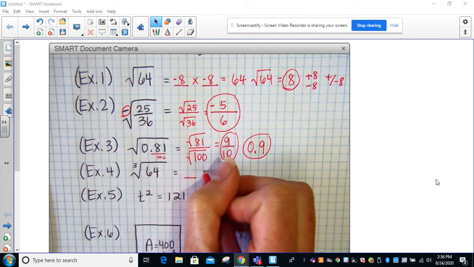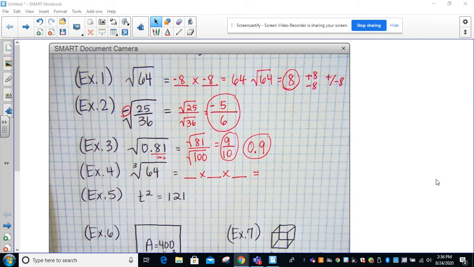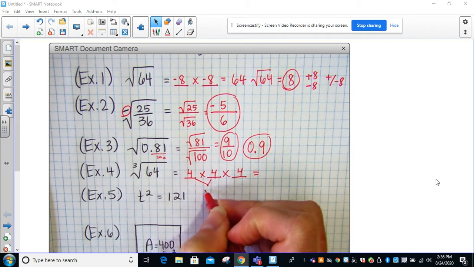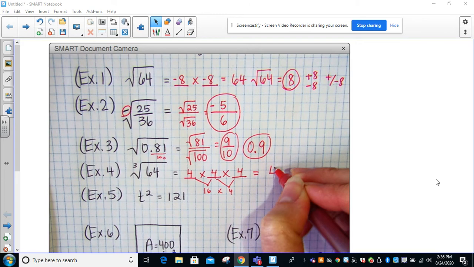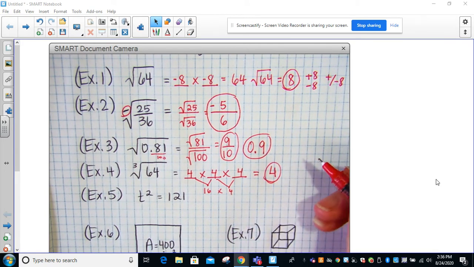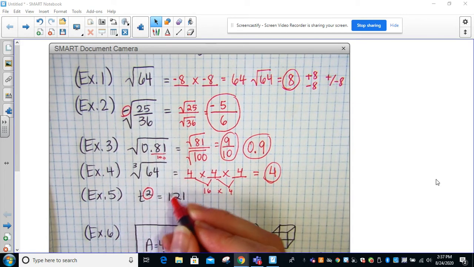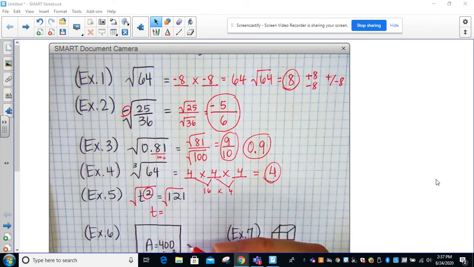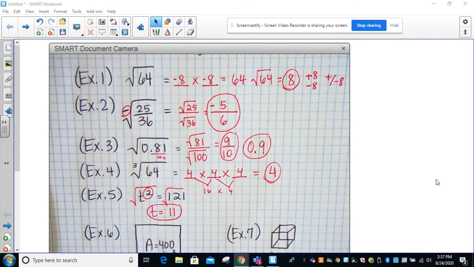So here we have a cube root. So we're trying to find out what number times itself 3 times will give you 64. That number is 4. Because 4 times 4 is 16, then times another 4 equals 64. So your answer would be 4. Here we have it set up as an equation, and as long as you have this squared, you just do the opposite, take the square root. So that brings you to t equals the square root of 121 is 11. 11 times 11 is 121.